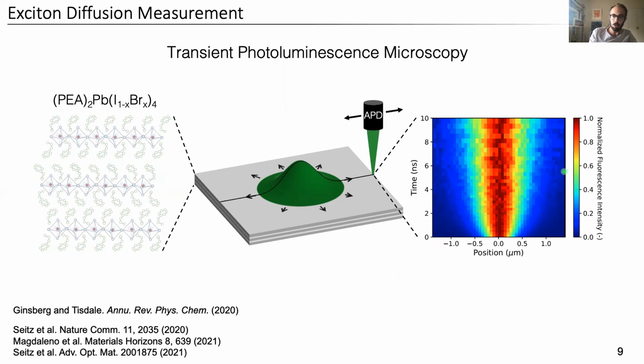Please note that this is normalized, so we're not looking at the decay dynamics, we're really just focusing on how broad the distribution is. So basically how it broadens in time. This is for the pure iodine case. So you see that there's significant diffusion of charge carriers going on. In this case, they are excitons.